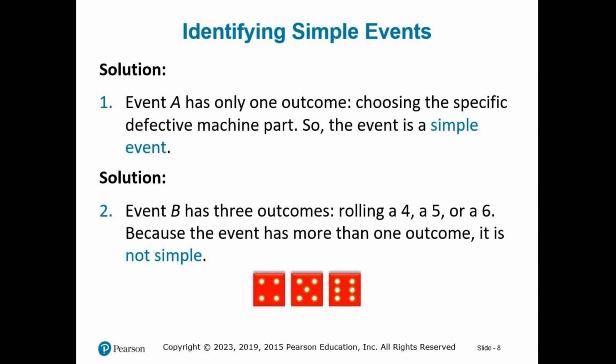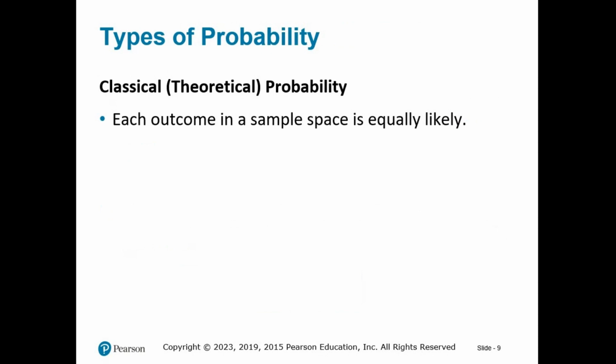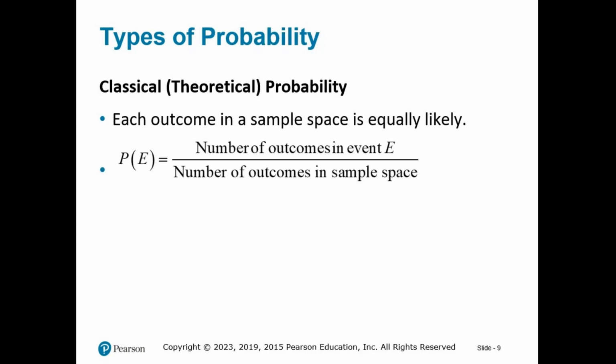Okay, now that we've got some basic language down, let's start talking about the different classifications of probability. The first one is probably the one that you are the most familiar with. It's called classical probability, or some call it theoretical probability. It assumes that each outcome in a sample space is equally likely to happen, and it says that the probability of some event occurring within that sample space is equal to the number of outcomes in the event divided by the total number of outcomes in the sample space.